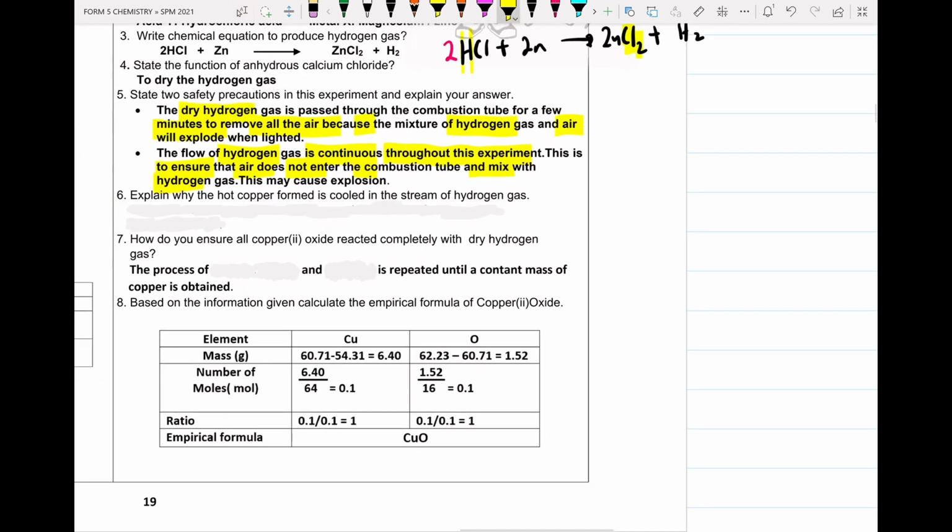The hot copper that is produced must be cooled in the stream of hydrogen gas. Why? Explain why the hot copper formed is cooled in the stream of hydrogen gas.